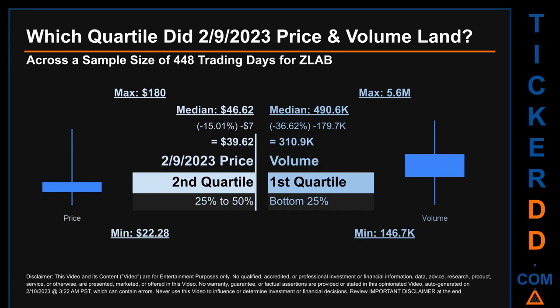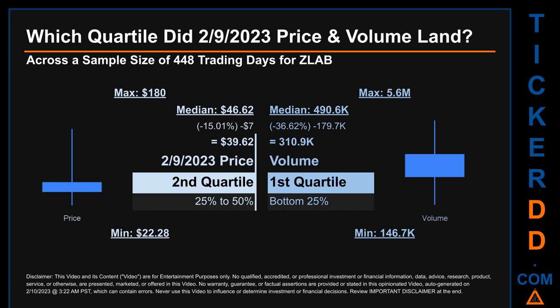Which quartile did the 9th of February 2023 price and volume land? Across a sample size of 448 trading days, the maximum end-of-day price for ZLAB was $180 while the minimum was $22.28. Within that price range, the 9th of February 2023 price, of $39.62, landed within the second quartile, putting it within the 25% to 50% range of all sampled end-of-day prices. The day's volume landed within the first quartile, at the bottom 25% of all sampled daily volume, which saw a max daily volume of 5.6 million and a minimum of 146.7 thousand.